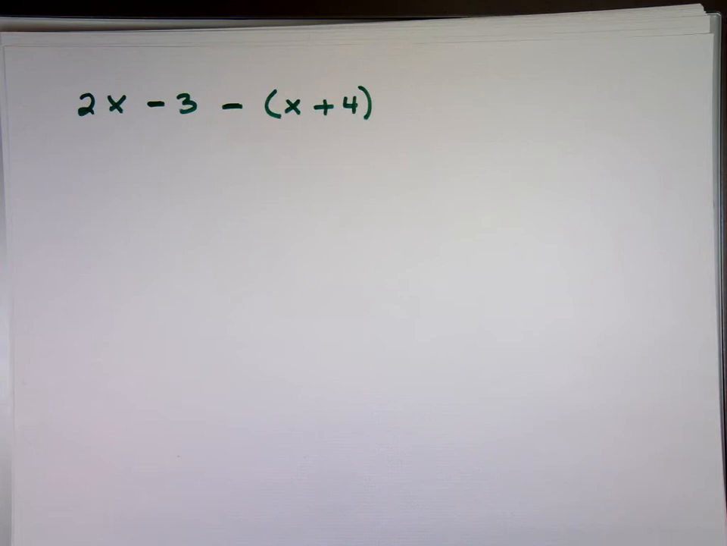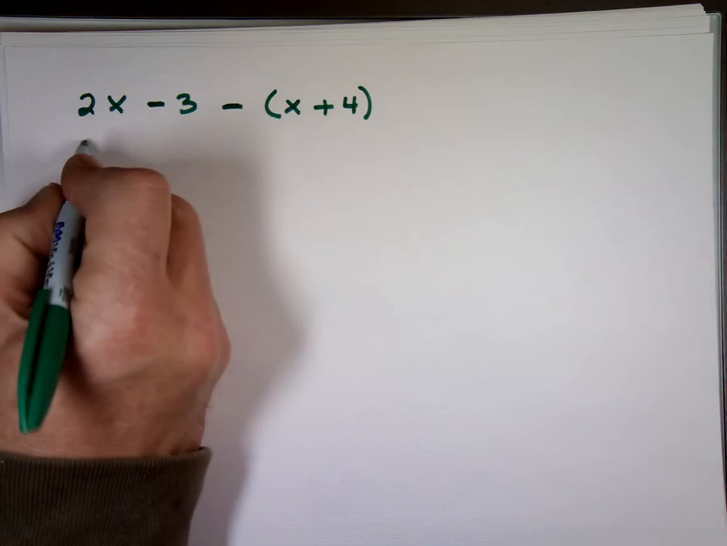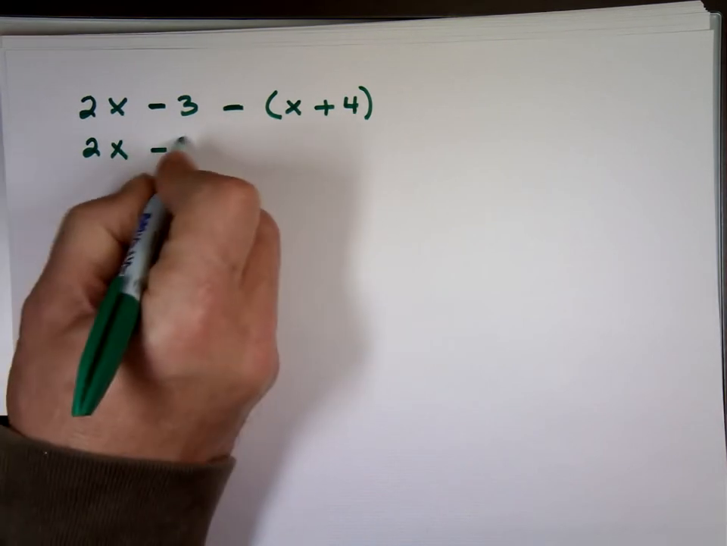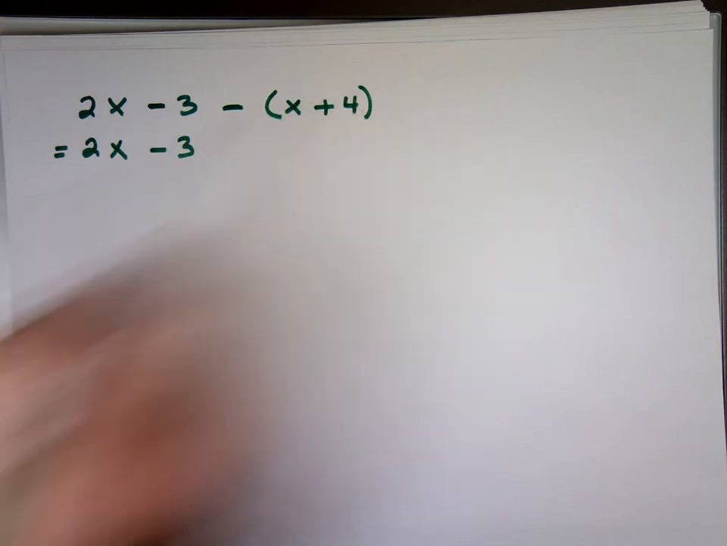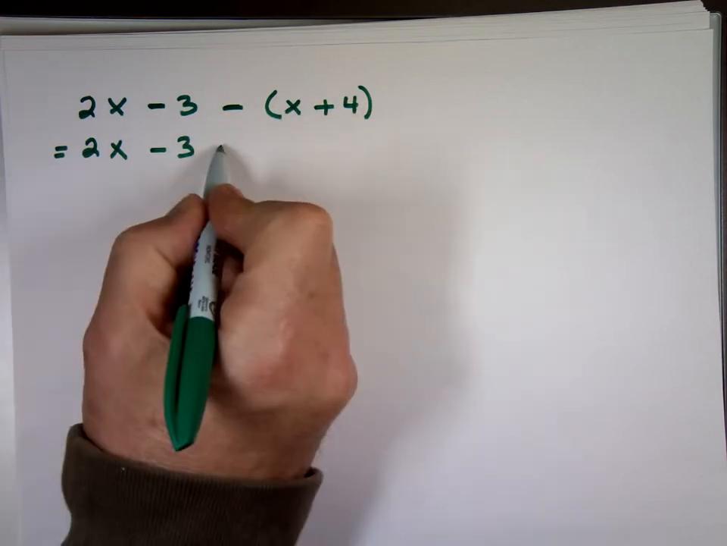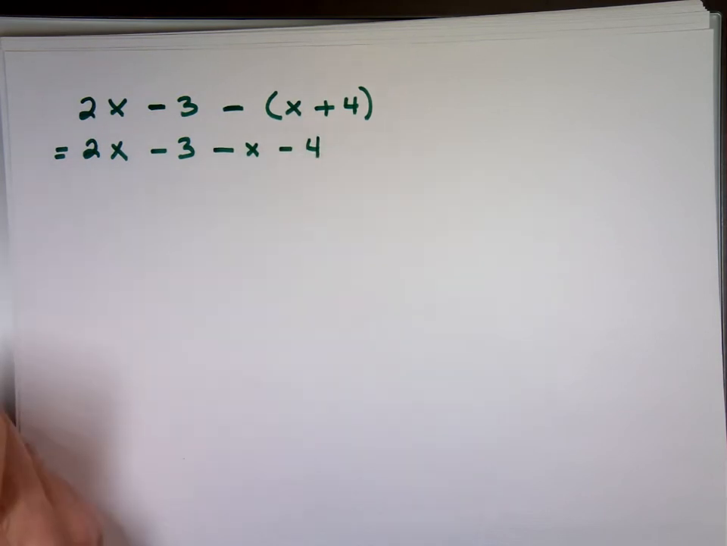Let's try that one. Again, you have a minus sign in the front. So the first part, leave it alone. This minus sign is going to change all the signs on the inside. So that will be what? Negative x minus 4. Good. Minus x minus 4. Any like terms do you see there?